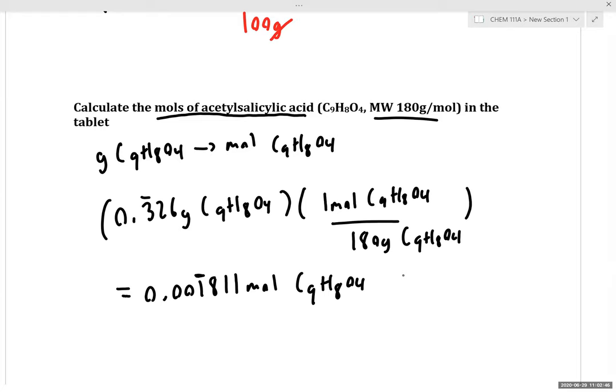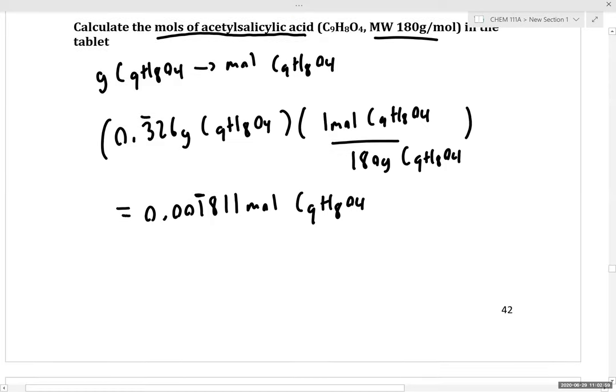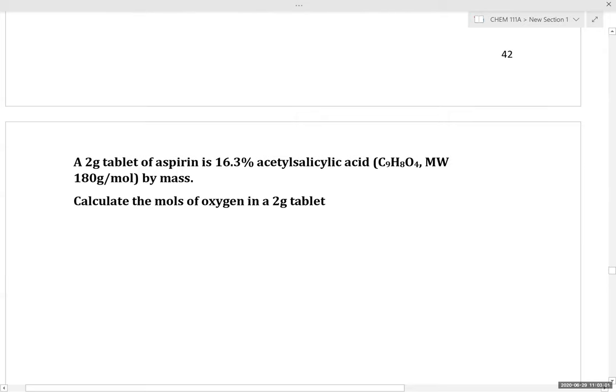Any questions so far? Okay, so now that we have the moles of acetyl salicylic acid, let's just write that down here.